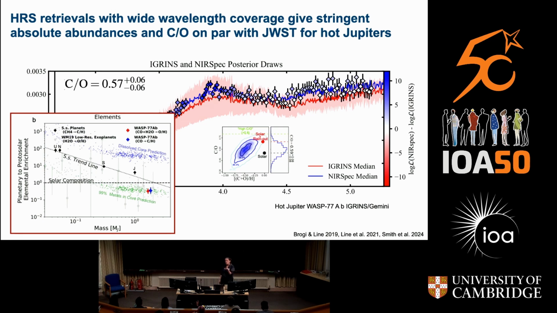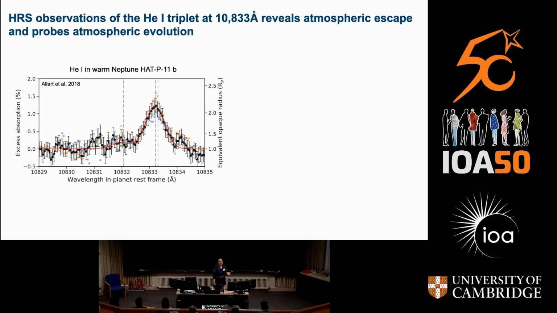So most of what I've shown you has been these metal species or molecules where we have many lines, and we can do that cross-correlation. We don't actually need to do the cross-correlation if we have a strong enough line. And a good example of this is the helium triplet. It's 3 lines, but basically you can only see the one, and this is a resolution of about 100,000. And what you're seeing there is the hydrogen in the atmosphere, and what it probes is whether or not that atmosphere is escaping.